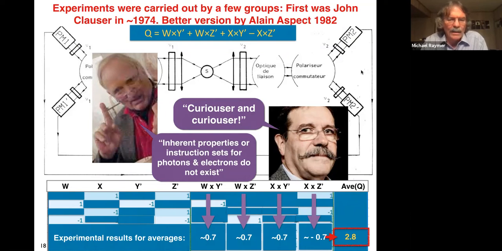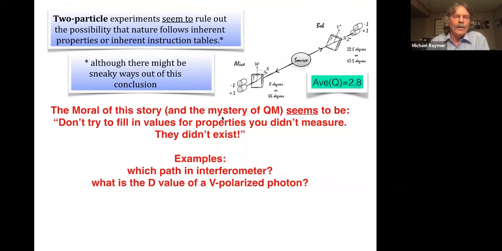And you go through all the combinations, and Alice and Bob did not have to know what's in the box and what the measurement schemes actually correspond to physically. If they get Q averages greater than 2, they know that that experiment, whatever it happened to be, is violating classical probability theory under the standard assumptions. Okay. So let's discuss that in more detail here. These 2-part experiments seem to rule out the possibility that nature follows inherent instructions. I say seems to, because there could be sneaky ways out of this conclusion.